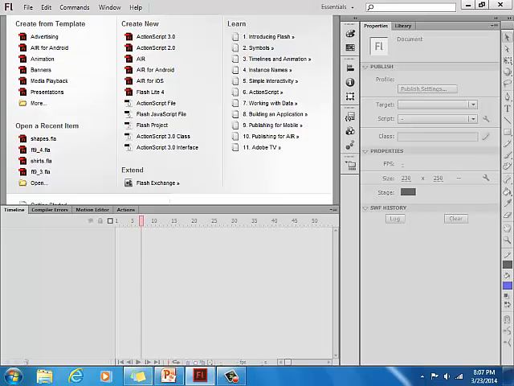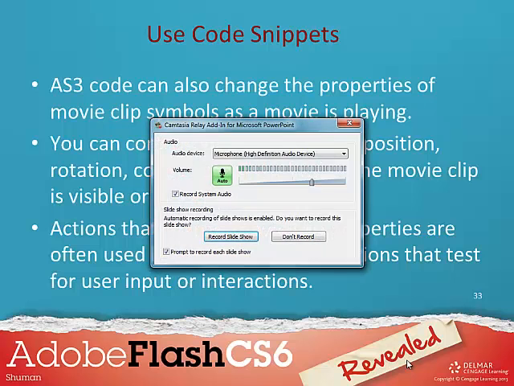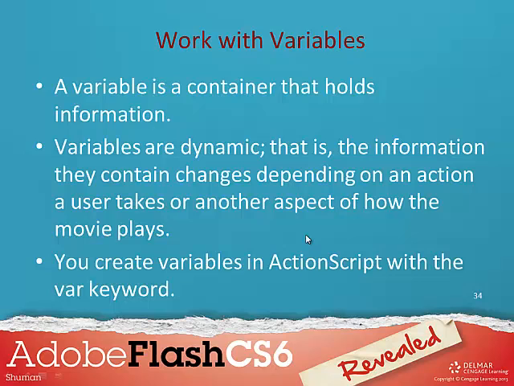We are now on lesson 4 in the book. We are on page 9-30. And it's about working with variables. Alright, a variable is a container that holds information. Variables are dynamic, that is, the information they contain changes depending on an action a user takes or another aspect of how the movie plays.